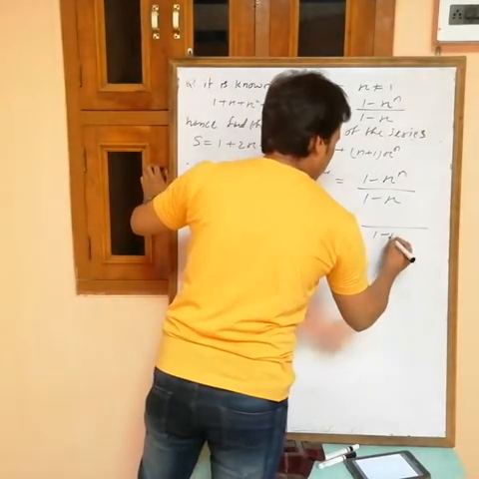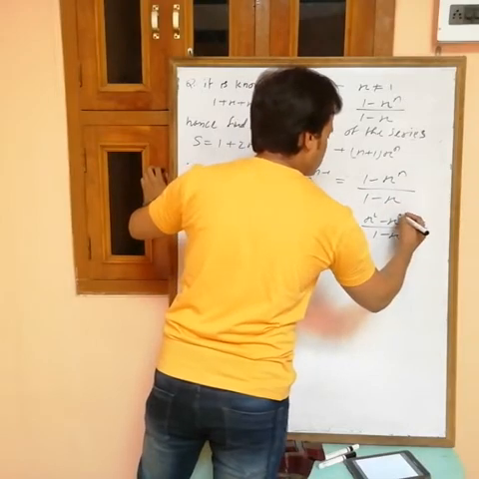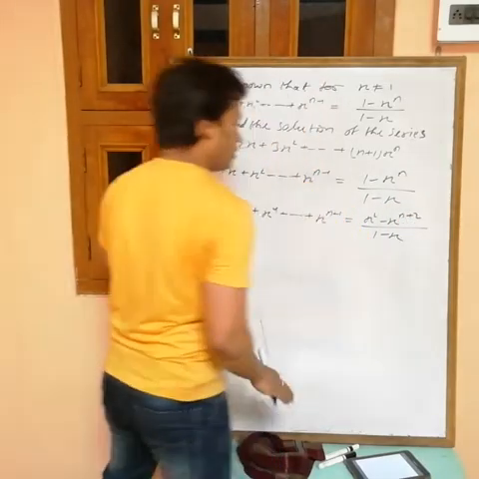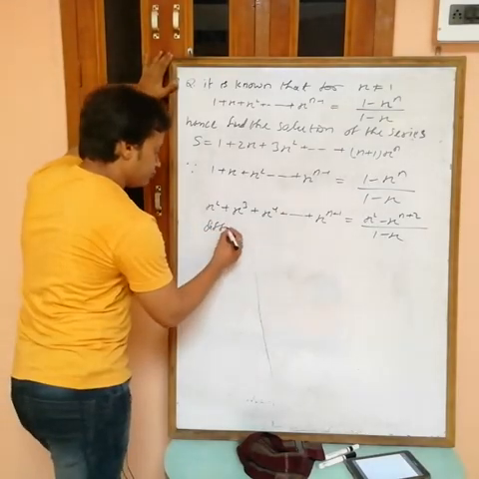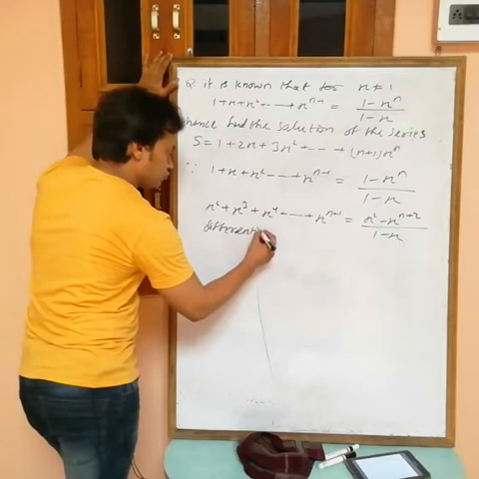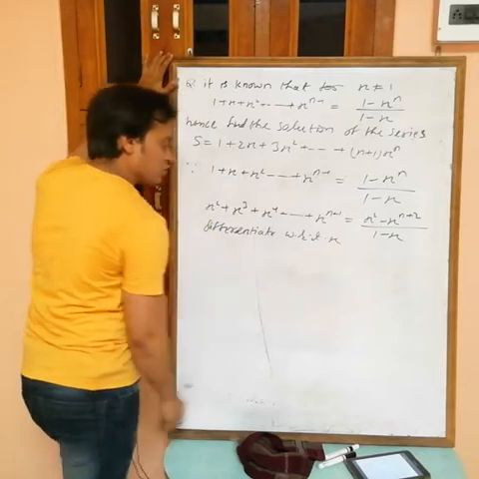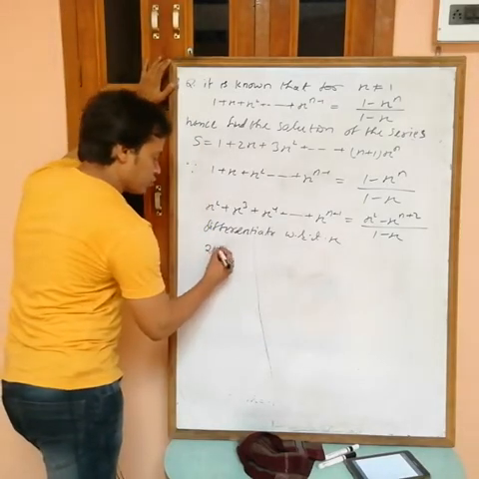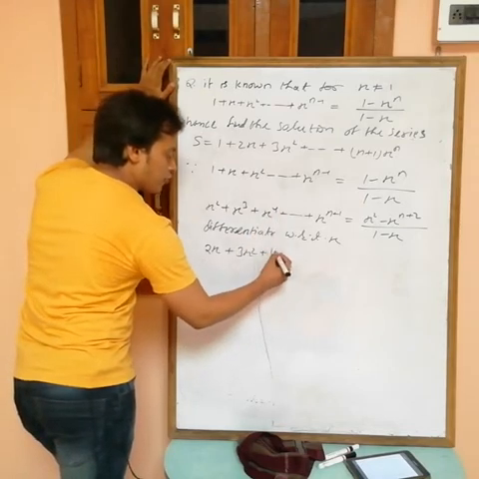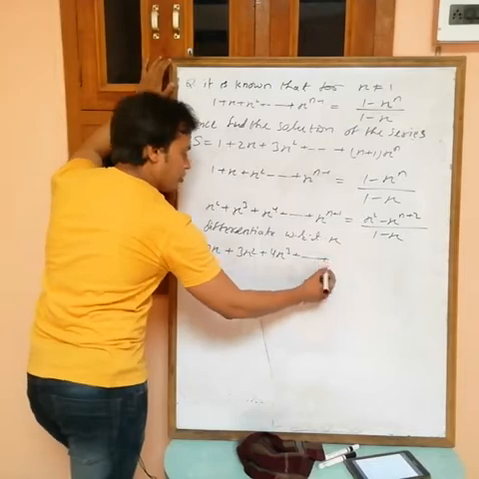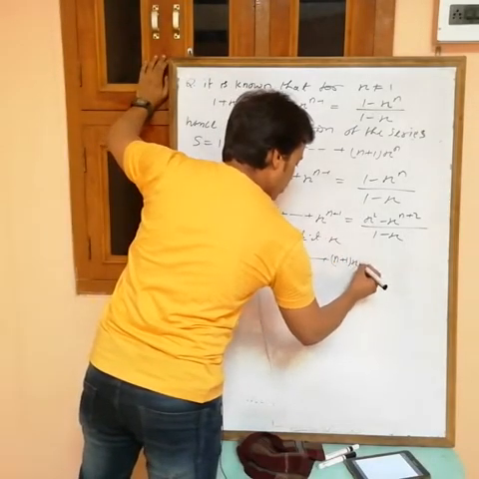Okay, no problem now. We get (x square minus x power n plus 2) by (1 minus x). Now differentiate with respect to x. Differentiation of x square is 2x, differentiation of x cube is 3x square, differentiation of x power 4 is 4x cube, and differentiation of x power n plus 1 is (n plus 1) x power n.